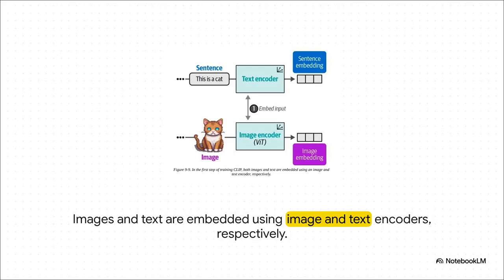Okay, steps 1 and 2. CLIP basically gets fed a massive data set of millions and millions of image caption pairs scraped from the internet. Then it uses 2 different encoders, one just for images, one just for text, to turn every single image and every single caption into its own separate numerical embedding.